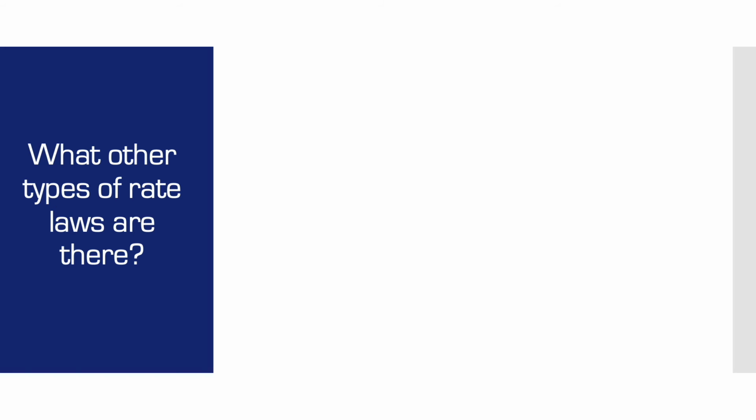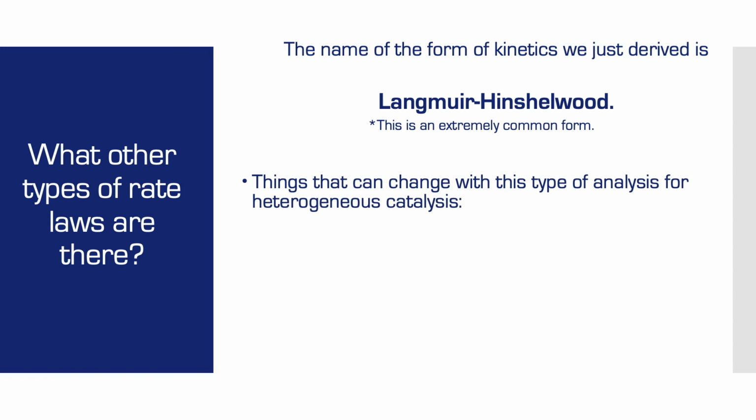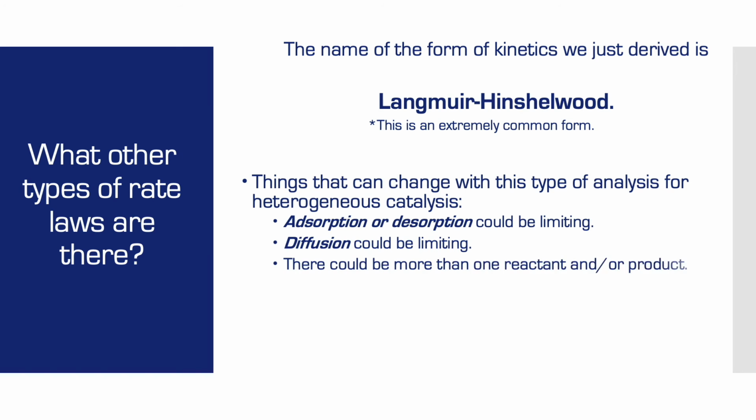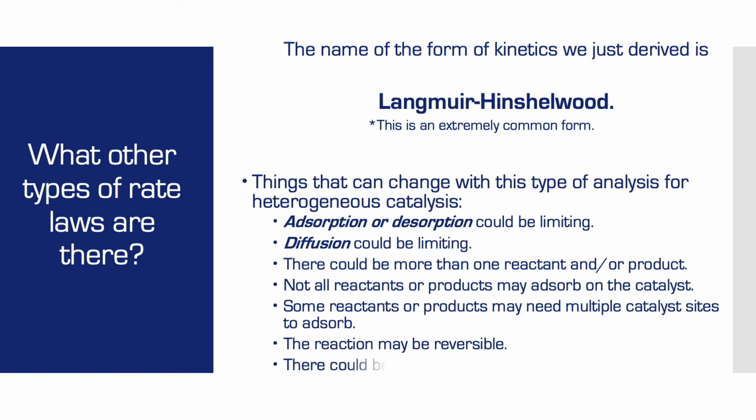So what other types of rate laws are there? The name of the form of kinetics we just derived is Langmuir-Hinshelwood, which is an extremely common form. Things that can change with this type of analysis for heterogeneous catalysis are: adsorption or desorption could be limiting. Diffusion could also be limiting. There could be more than one reactant and/or product. Not all reactants or products may adsorb to the catalyst. Some reactants or products may need multiple catalyst sites to adsorb, and the reaction may be reversible. There could be multiple reactions.